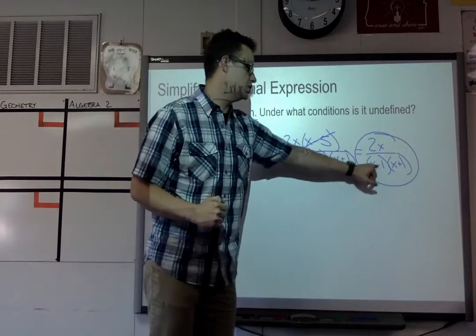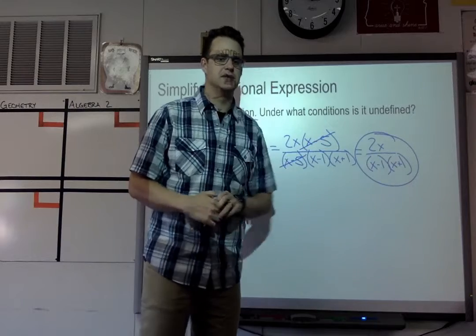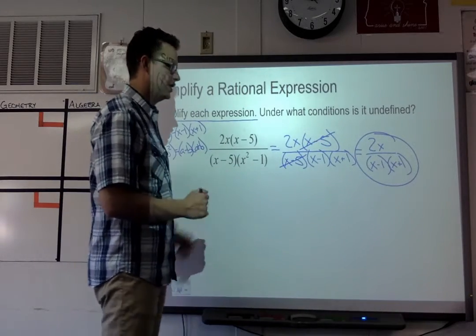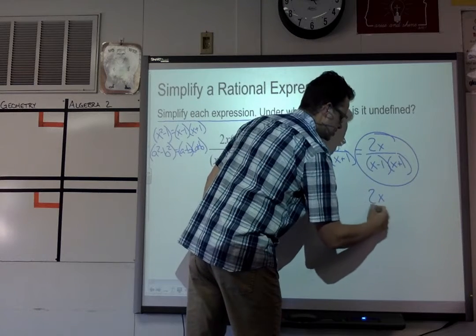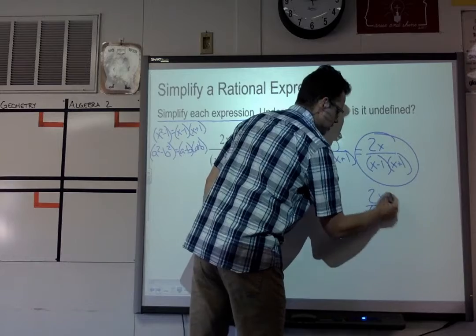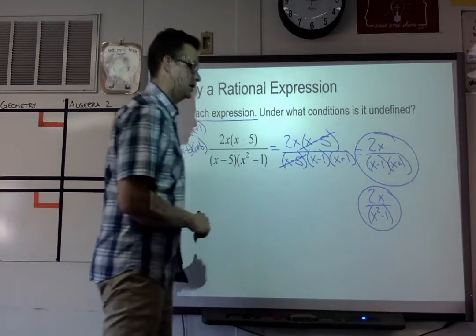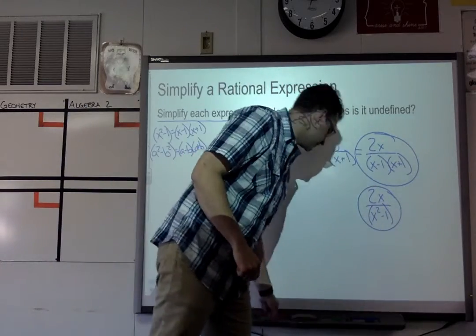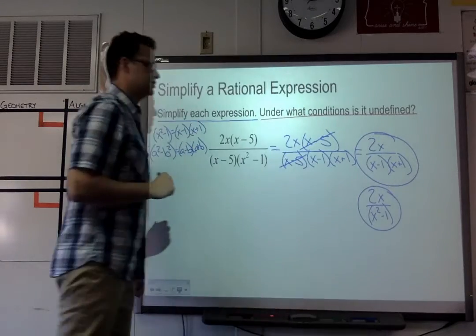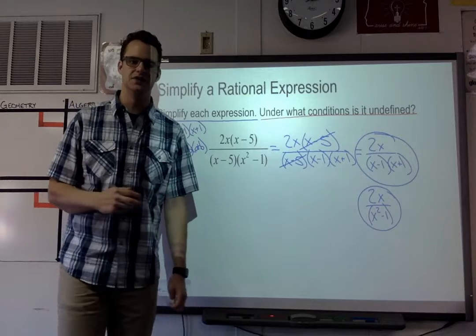Now, if you wanted to, you could put the x minus 1 times x plus 1 back into x squared minus 1. That would work as well. So you could say 2x over x squared minus 1, and that would work as well, either one. Then the second part of the instructions ask us, under what conditions is it undefined?